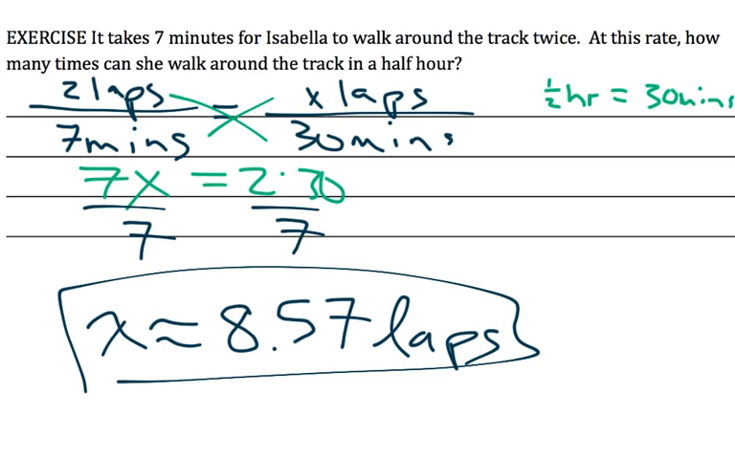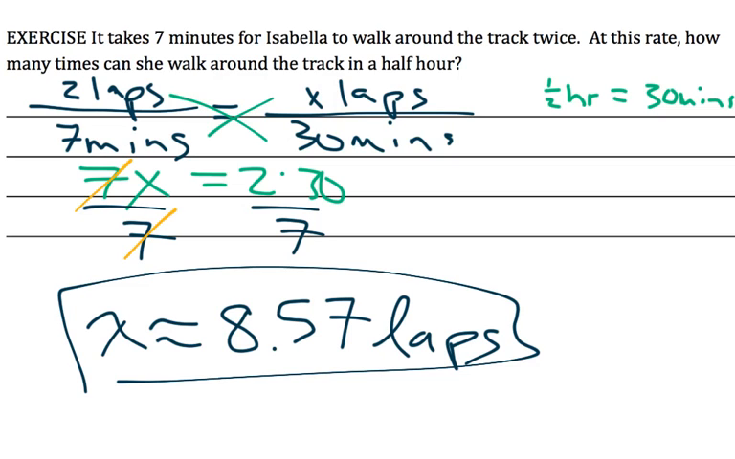So yeah, I'll briefly talk about the work, but by this point you've kind of solved it a bunch of times. So yeah, we did divide both sides by 7, and then we got a decimal. And this one did round to the nearest hundredth, because after that digit I would have a 1, so I would just leave it as it is. So 8.57 laps. Again, how can we check this?